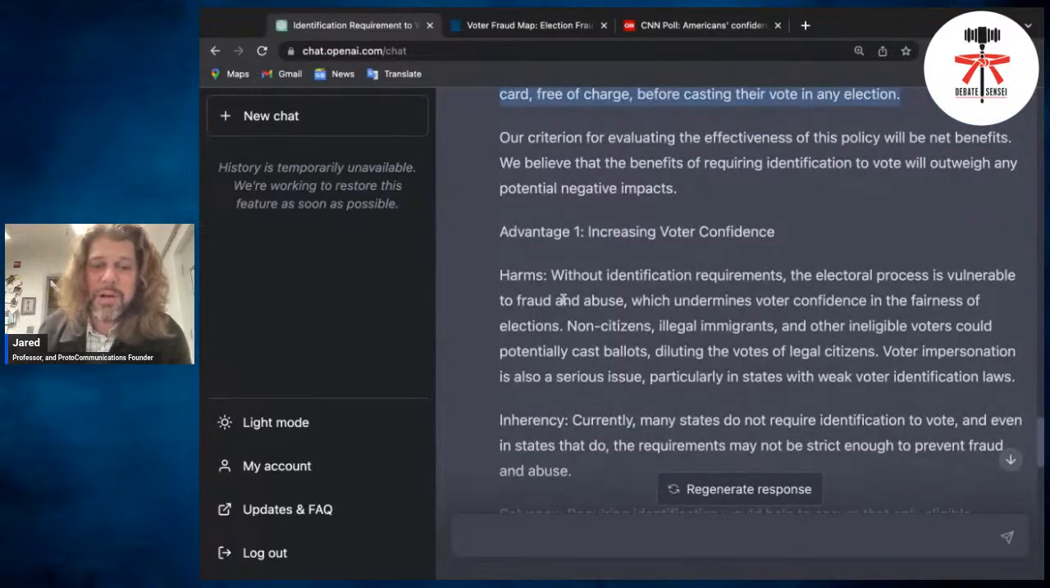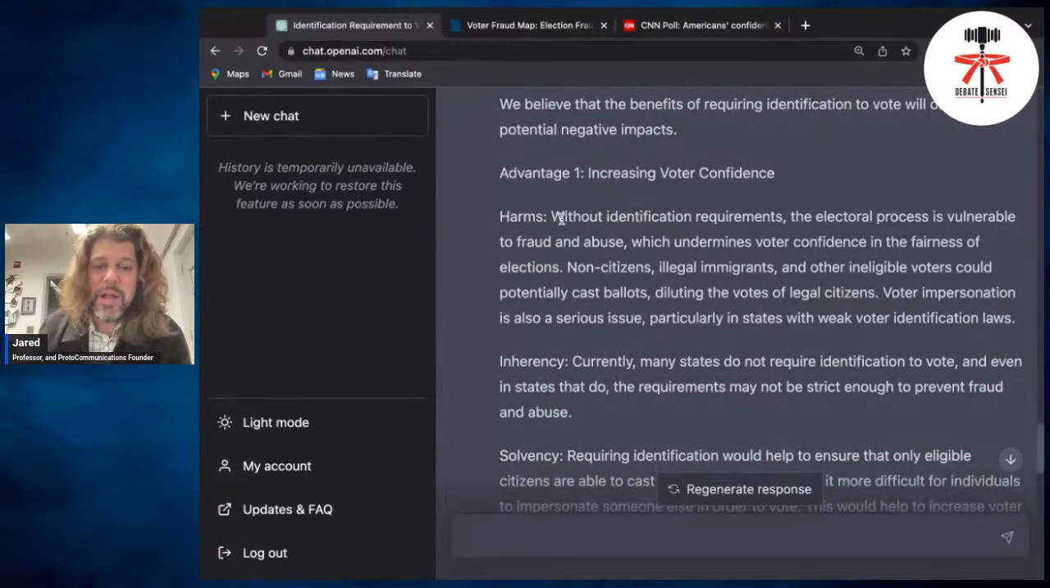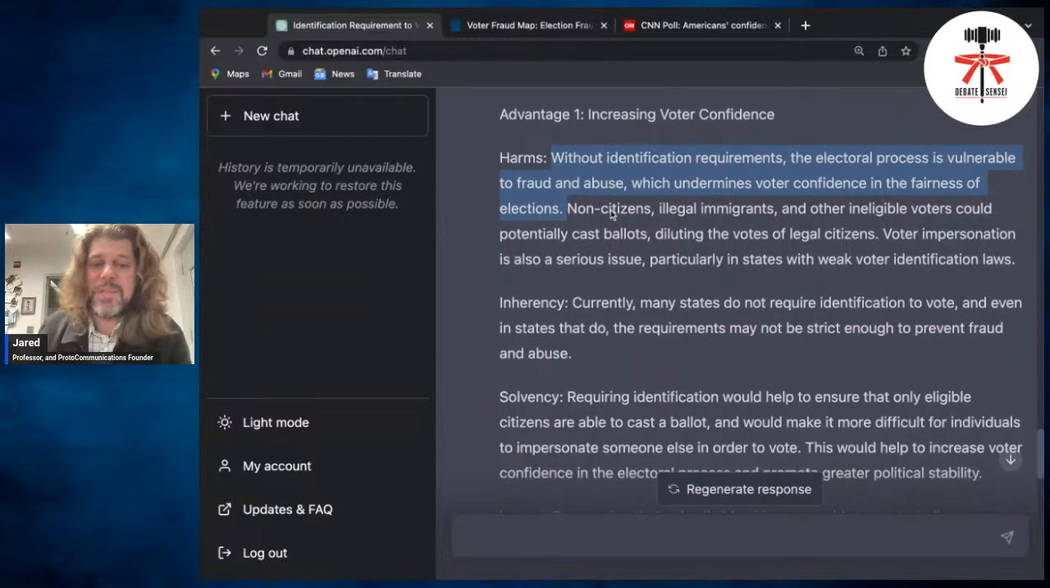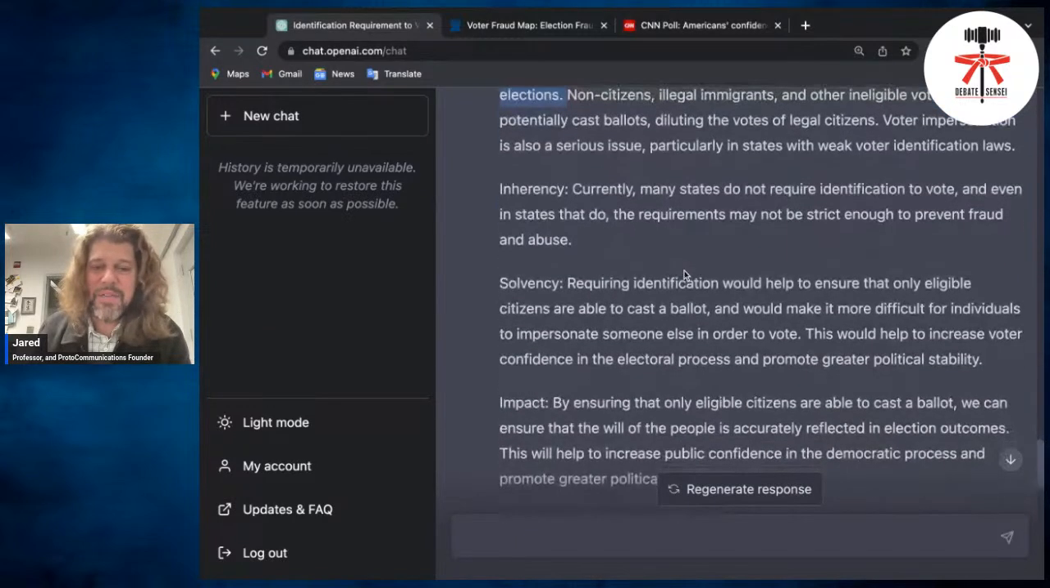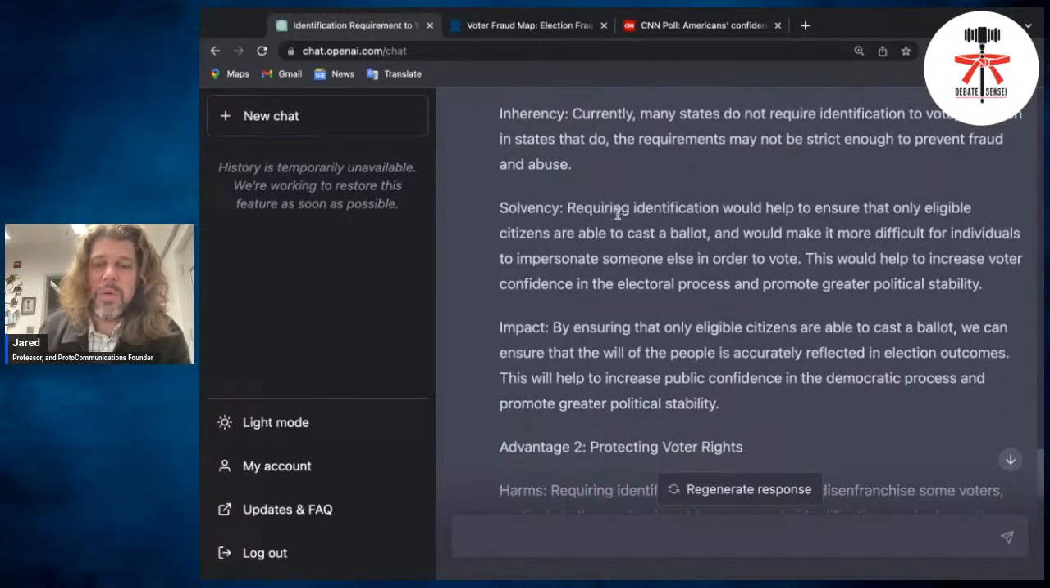All right. Increase voter confidence. There you go. "Without identification requirements, the electoral process is vulnerable from fraud and abuse, which undermines the confidence and fairness of elections." See, it kind of modified it. I'd modify it even more. Currently, we do not require it, not even the states that do that. "Requiring would help ensure that only eligible citizens are able to cast a ballot." It would make it more difficult.